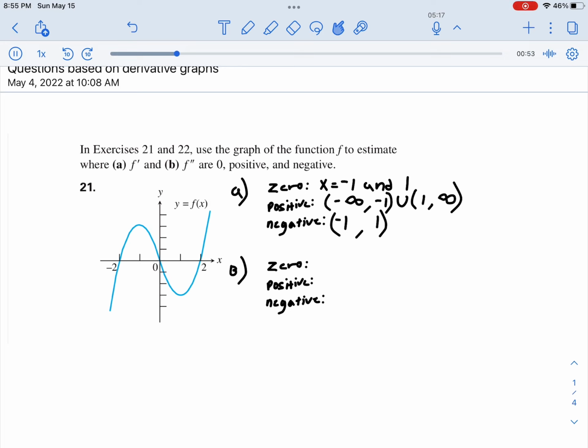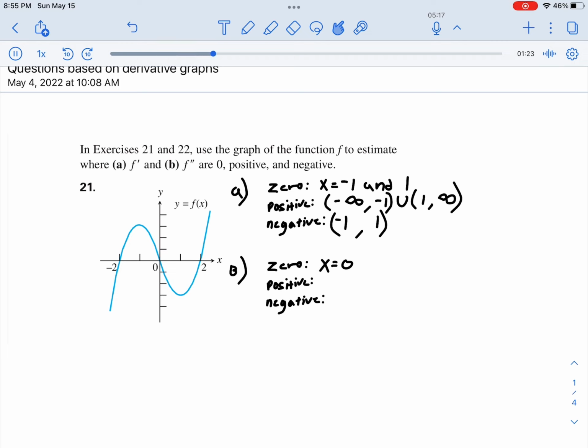For part B, we have to find where f double prime is 0, positive, and negative. We can find this by looking at the concavity of the graph. F double prime is 0 at x equals 0. This is because the graph changes concavity, also known as an inflection point.